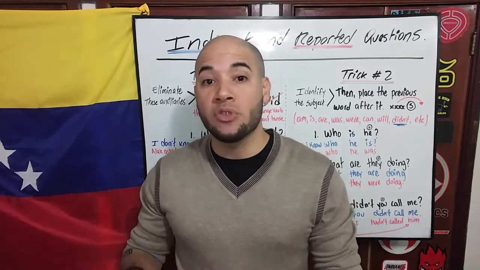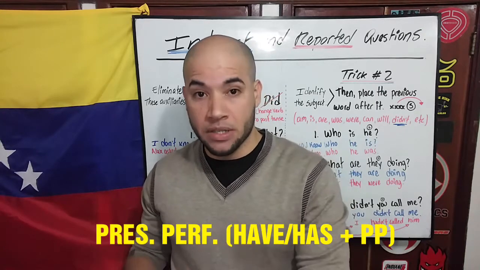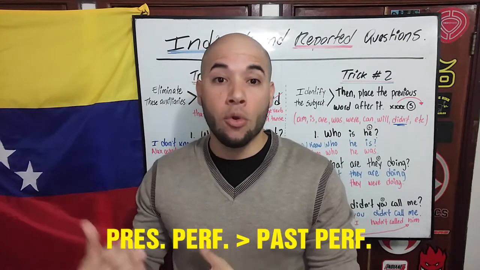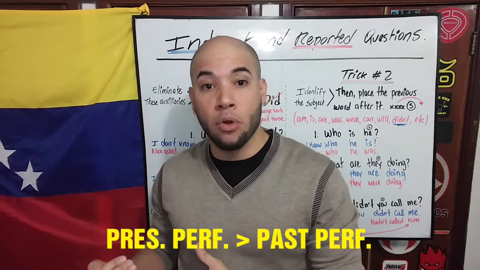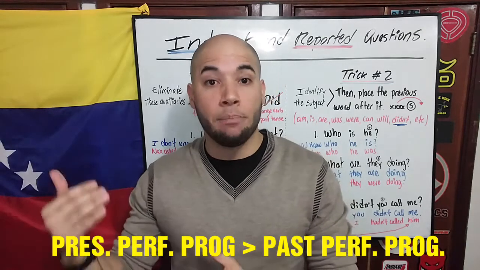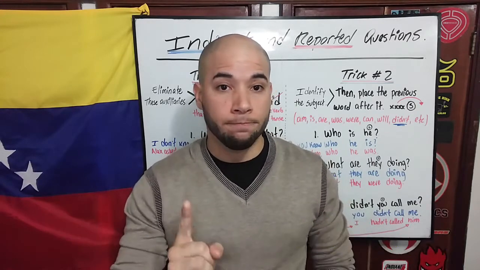The same thing happens with the present perfect. The present perfect is have plus past participle. If it is the present perfect simple, then you're going to change it to the past perfect simple. If it is in present perfect progressive, you're going to change it to past perfect progressive. So this is how things are going to work.